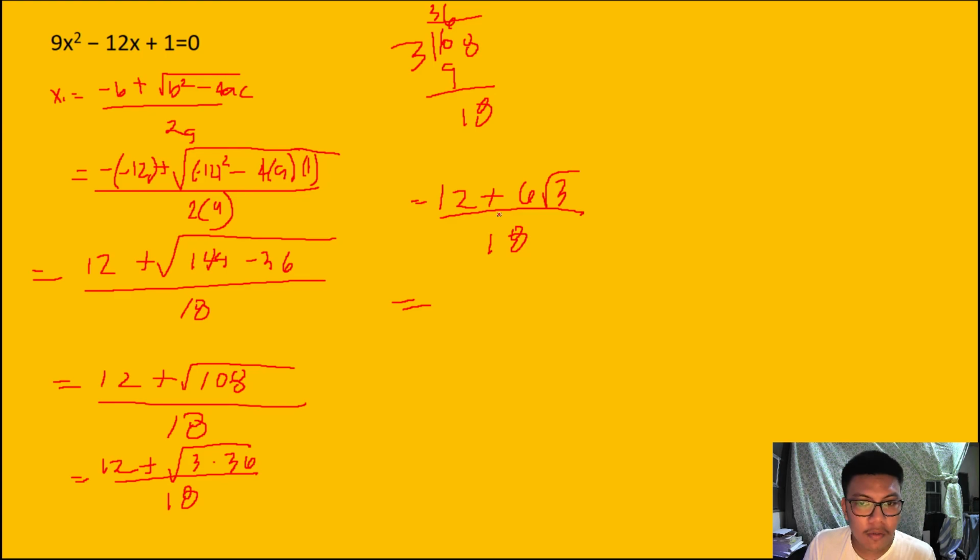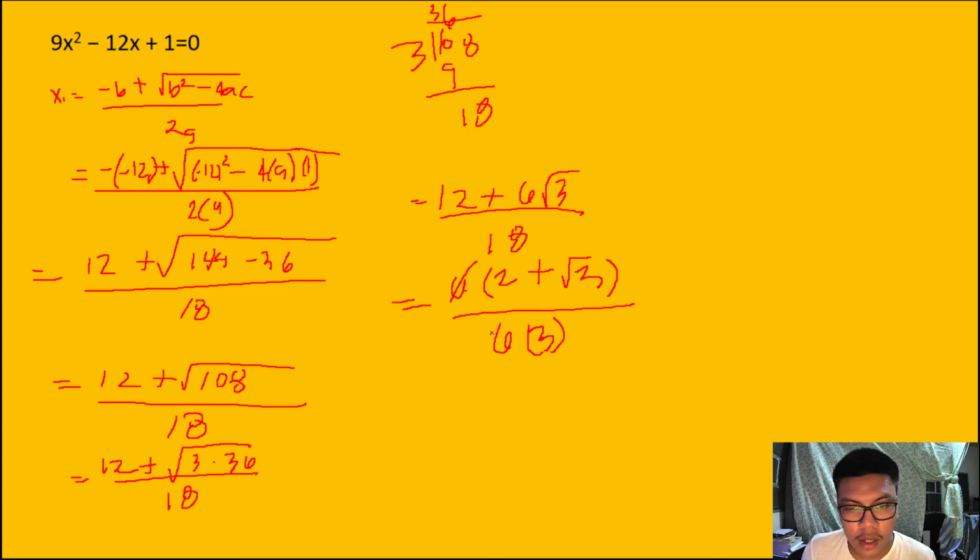So simplifying this, common term natin, or pwede natin factor out yung 6. So 12 divided by 6 is 2, di ba? 2 plus square root of 3. Then 18 divided by 6, that is 3. Di ba? So cancel na yung 6. So ang matitira sa atin, 2 plus square root of 3 all over 3. Okay, so galing dyan, pwede na natin dito i-negative para makuha natin isa.